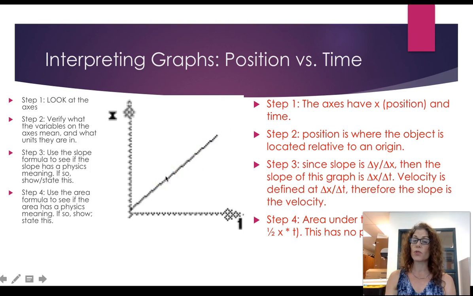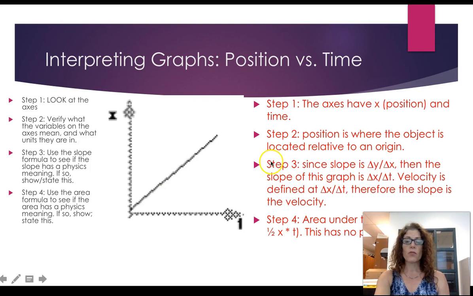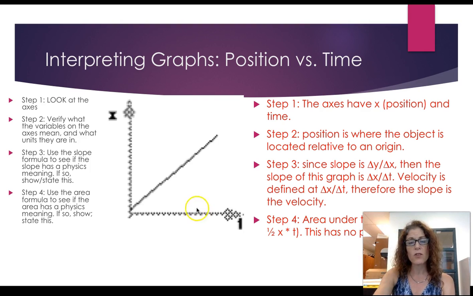So that's interpretation, right? Step 3, we're looking at the slope, delta y over delta x. So that means it's delta x over delta t: change in position over change in time. Well, I know that change in position over change in time is velocity in physics. So if I know the slope, I know the velocity.